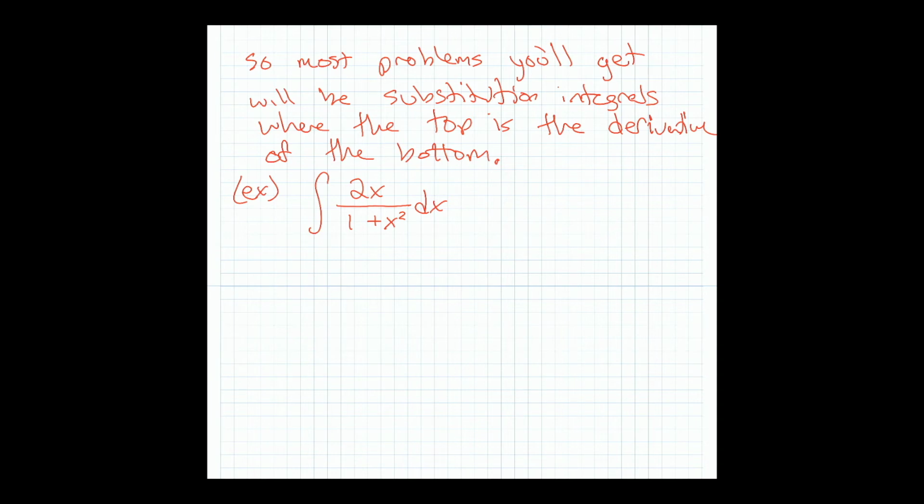Now that's an integral that you would not have known how to do before now, but we'll be able to do it, because if you take this down here and you let that be your u, let u equal 1 plus x squared. Then your du for substitution is going to be the derivative of this. The derivative of 1 plus x squared is 2x dx. You'll notice that you actually happen to have a 2x dx there.